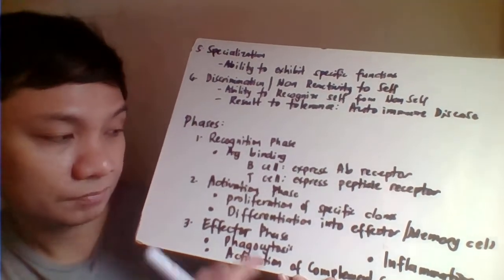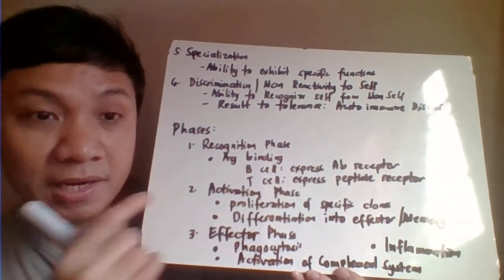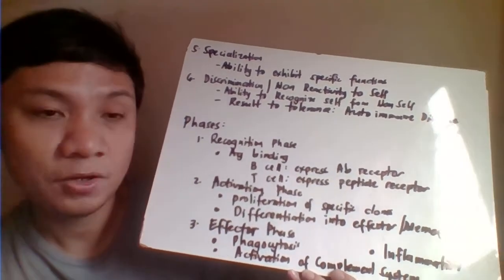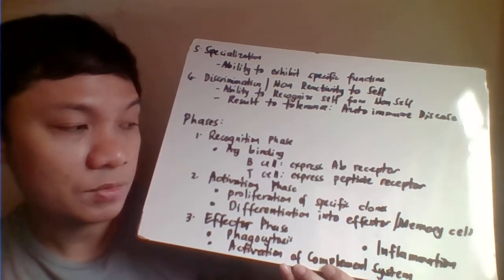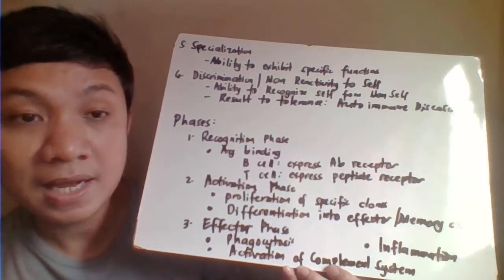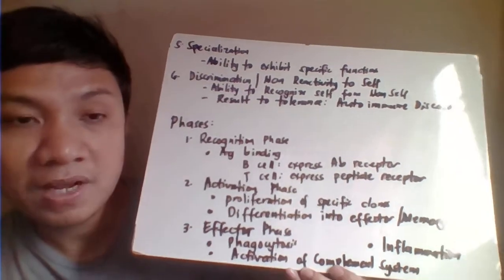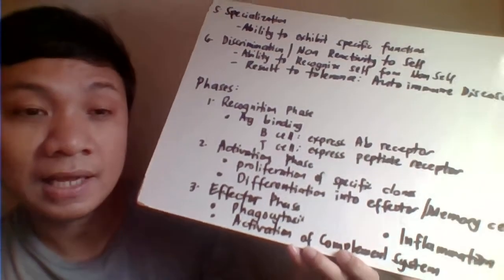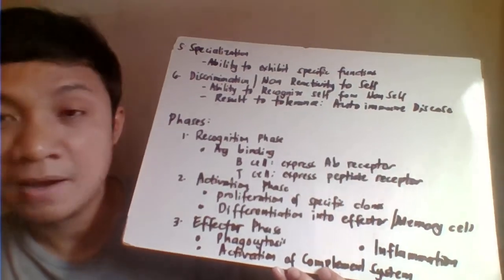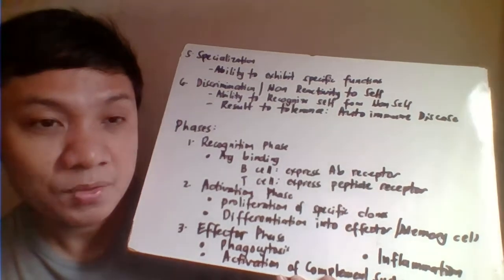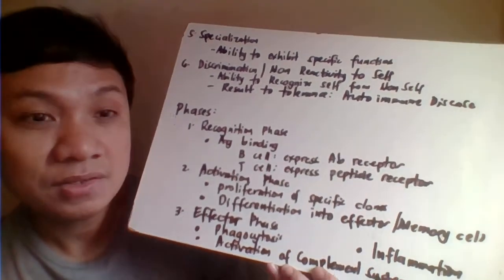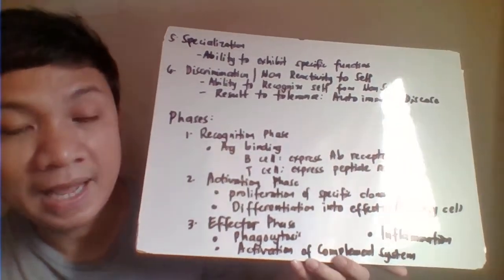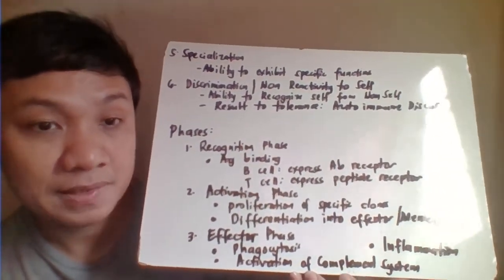And later on, pag na-activate na ang T lymphocytes at B lymphocytes, ito ang magiging outcome. Number one, your activated B or T lymphocytes would eventually proliferate and dadami siya. It produces specific clones para in case na makakita siya ulit ng same antigen, madami na siyang clones to eventually kill the antigen on the second exposure. Or the ultimate outcome, they can eventually develop to become memory cells.